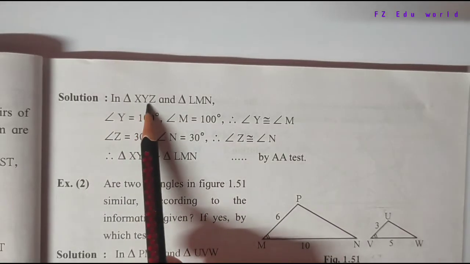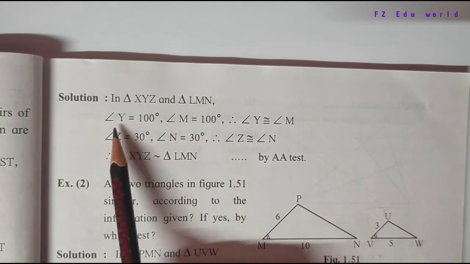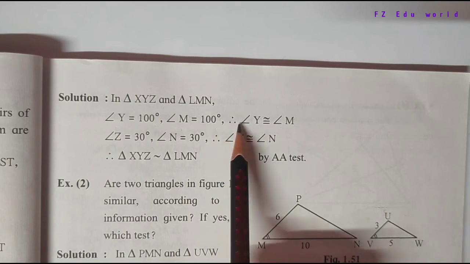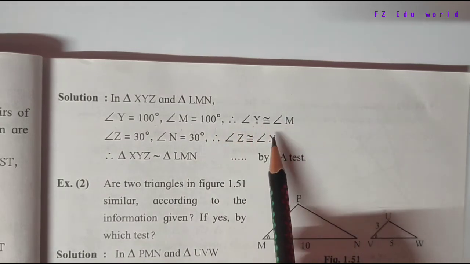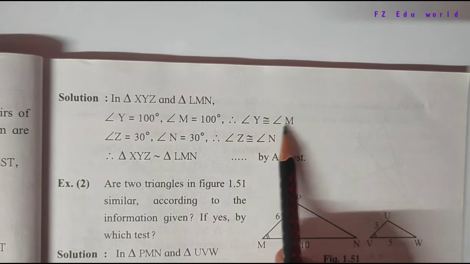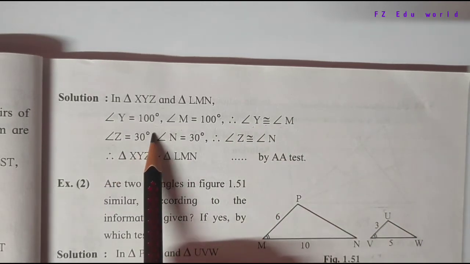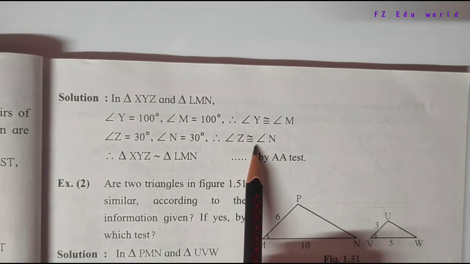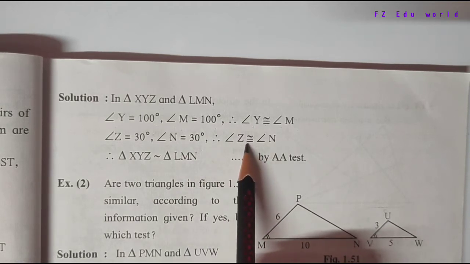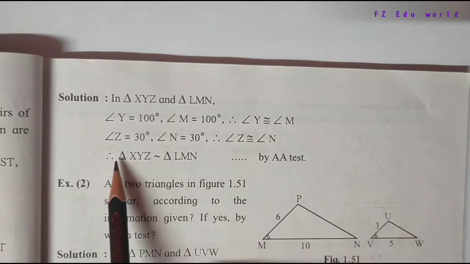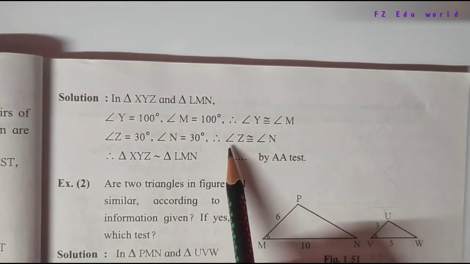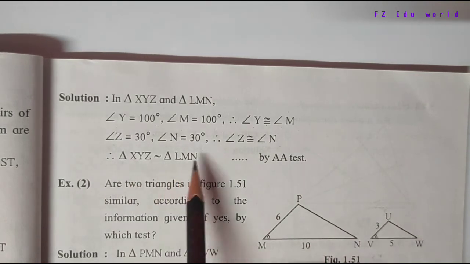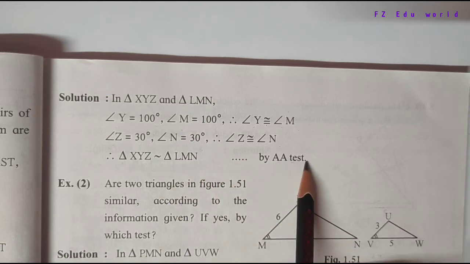In triangle XYZ and triangle LMN, angle Y is equal to 100 degrees, angle M is equal to 100 degrees. Therefore, angle Y is congruent to angle M. Angle Z is equal to 30 degrees and angle N is equal to 30 degrees. Therefore, angle Z is congruent to angle N. Two pairs are there. Triangle XYZ is similar to triangle LMN by AA test.